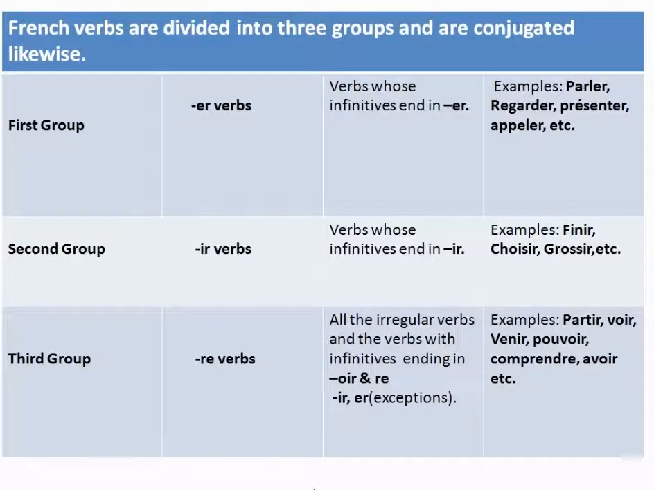Then comes the third group. Specifically, they are the RE verbs and OIR verbs, and all the irregular verbs come under this category. There are some IR and ER verbs also, which are conjugated in an entirely different manner from the first group and the second group. They are called irregular verbs as they follow a different conjugation. For example: partir, voir, venir, pouvoir, comprendre, avoir, etc.